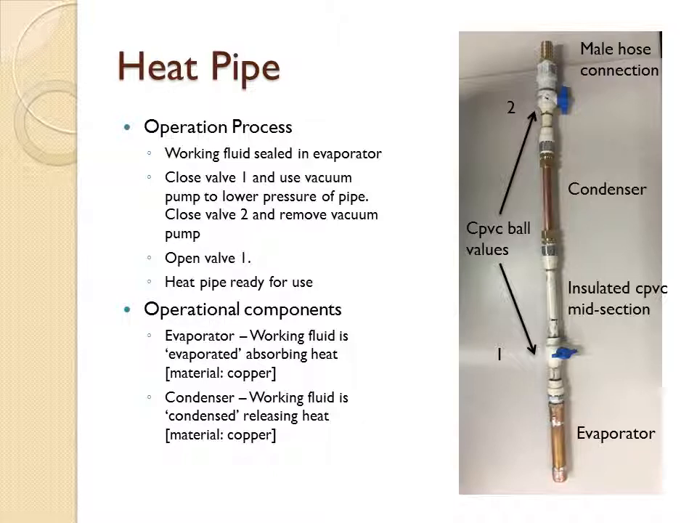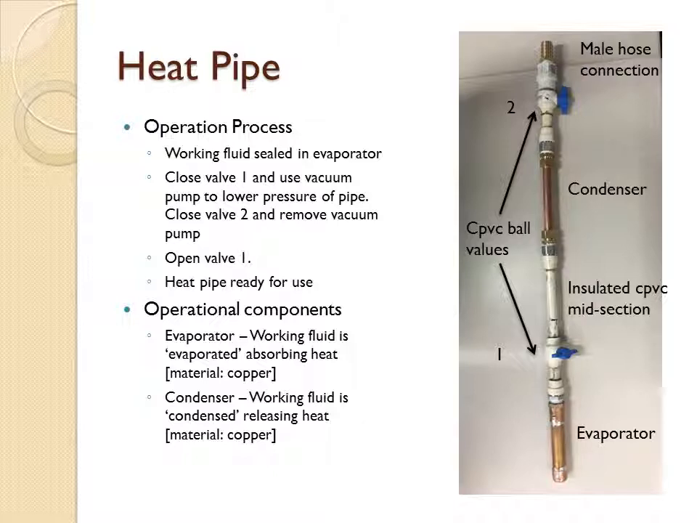The operation process for getting the heat pipe ready for operations is as follows. Seal the working fluid in the heat pipe by putting it in the evaporator region and closing valve 1. The next step is to use the vacuum pump to lower the pressure of the pipe. Hook up the vacuum pump to the male hose connection and open valve 2.